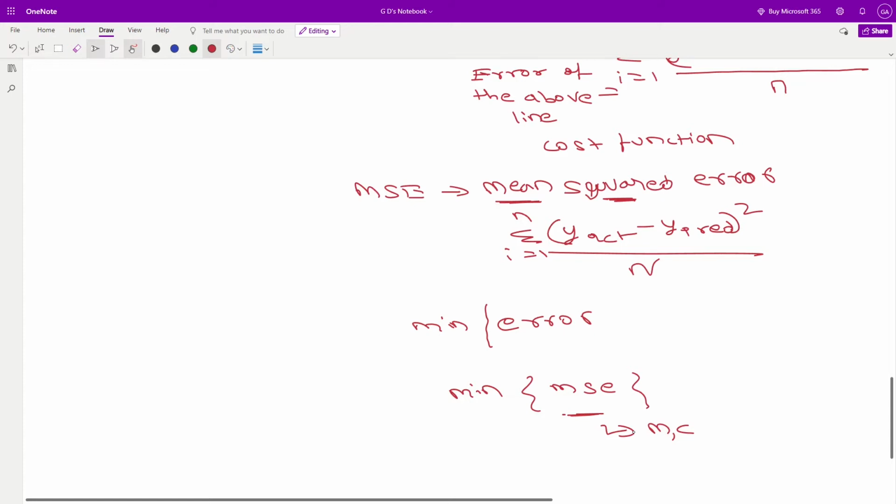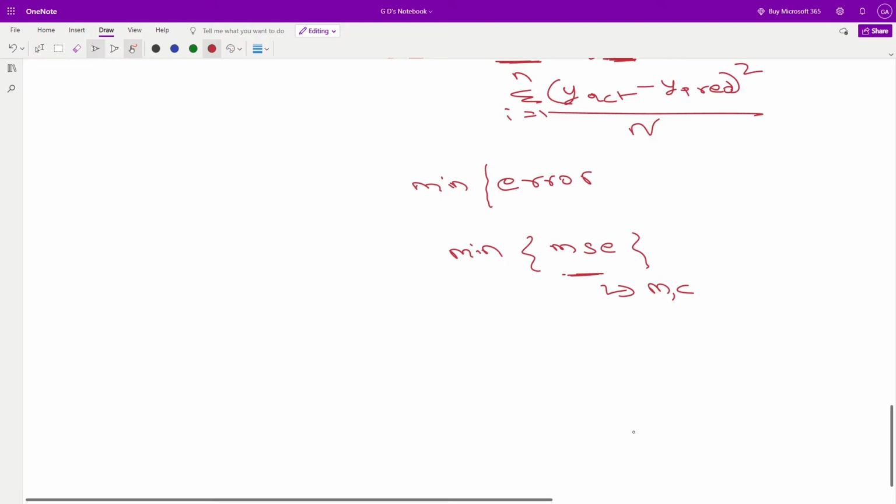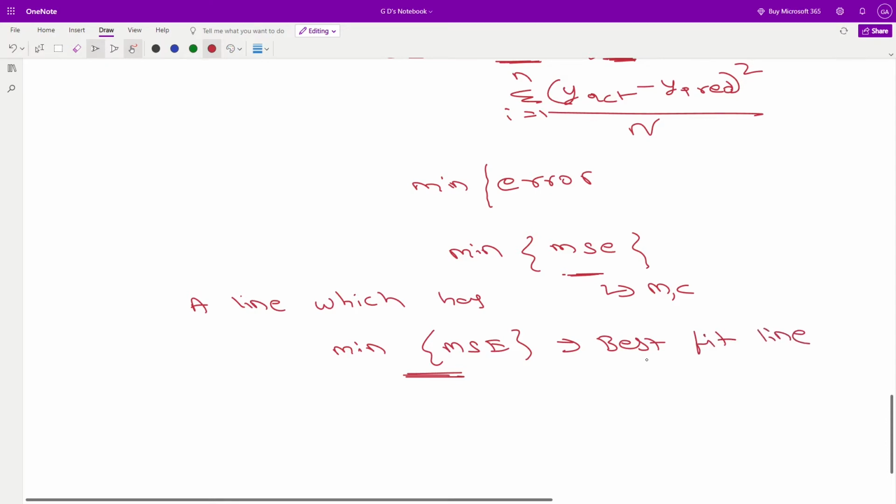So the main idea, the main goal from our discussion so far is to find the line which has the minimum mean squared error. That becomes your best fit line, and that particular line will have the best m and c values. If you are able to find that line, then your entire linear regression is done. But how do you find the minimum MSE?